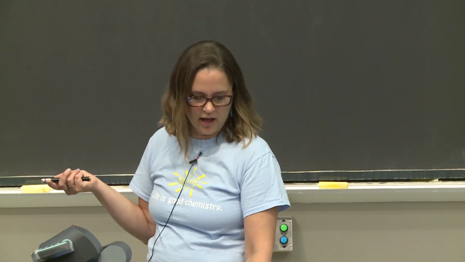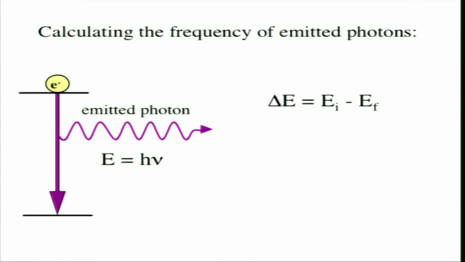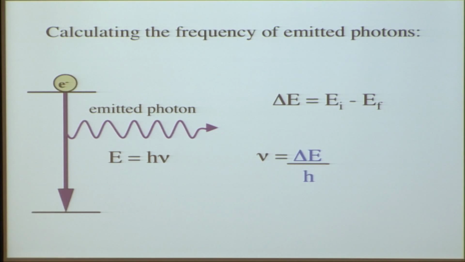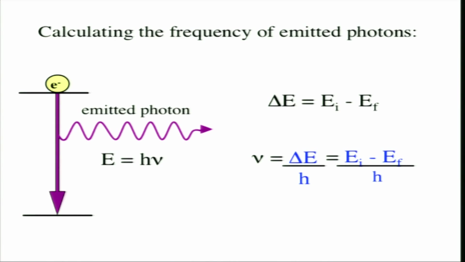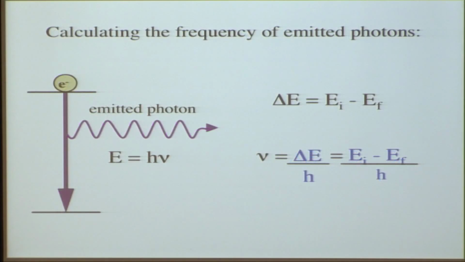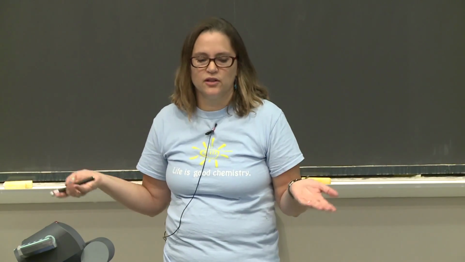All right. So, of course, if you know energy, you can know a lot of other things about the photon. So you can calculate the frequency of that emitted photon. Again, we have our energy difference here, and we can then solve for the frequency of the emitted photon, which is equal to the energy difference divided by Planck's constant. You could also write it out as the initial energy minus the final energy over h. All of these are equivalent things. And when you know frequency, we're talking about light here, so you can calculate the wavelength.